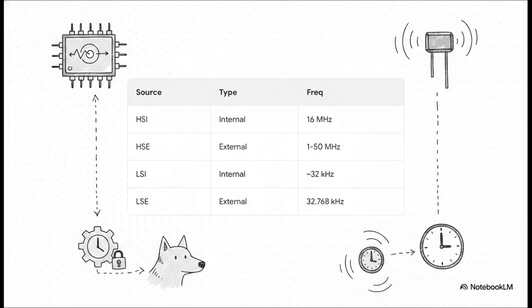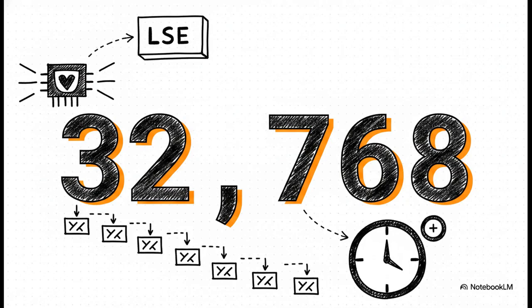Then, on the external side, there's the high-speed external, or HSE. This uses a physical external crystal, very often an 8 MHz one on boards like the Nucleo series, and it is highly accurate. Finally, on the slower side of things, we have the LSI serving the watchdog and the LSE driving the real-time clock. Speaking of that LSE, or low-speed external clock, it typically uses a very standard, very specific frequency, 32,768 Hz. Now you might be wondering, why such a random-looking number?